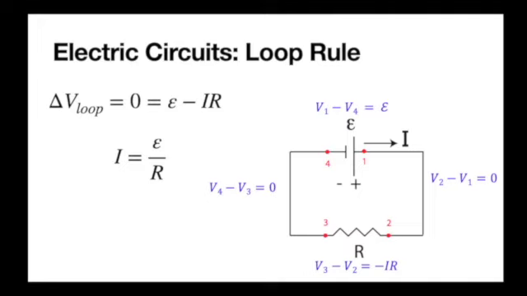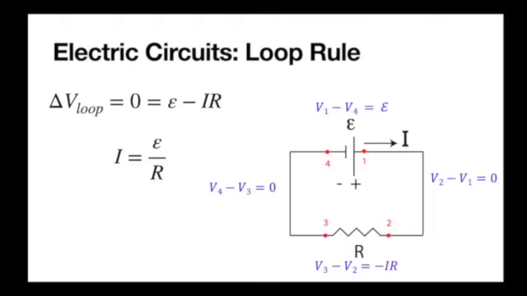So starting at point 4, I go across the battery, and I get this positive epsilon, right? The battery pumps some voltage into this charge. So now we have epsilon. I put that in my loop rule. And then I go around. It's written out here that the difference as I go from 1 to 2 is 0, because this is just a wire, which we'll assume has 0 resistance. So if there's nothing in between these 2 points, there's going to be no voltage change.